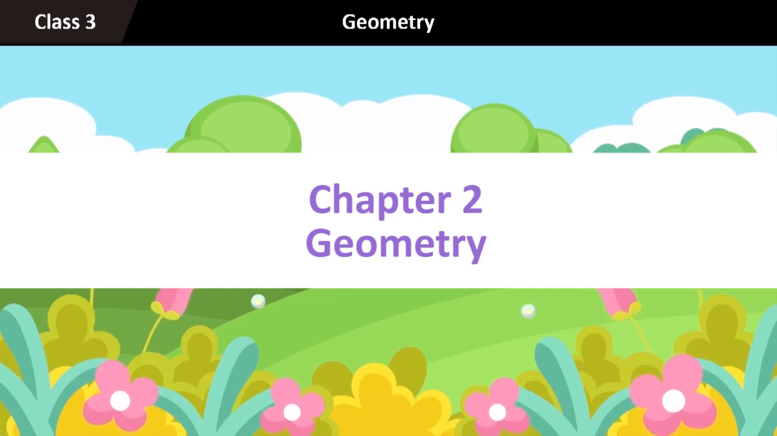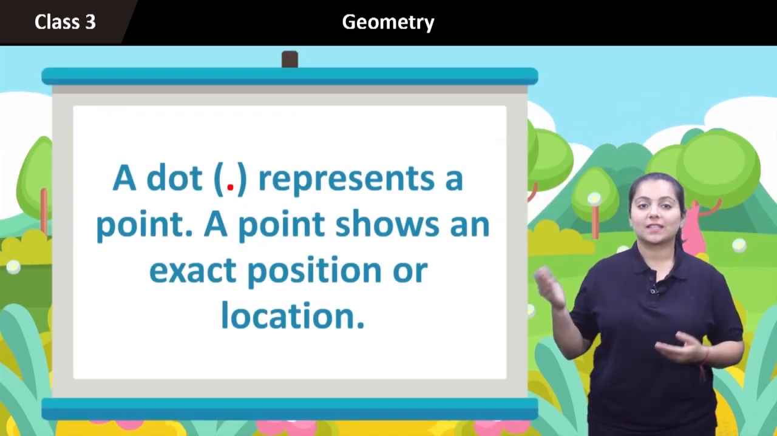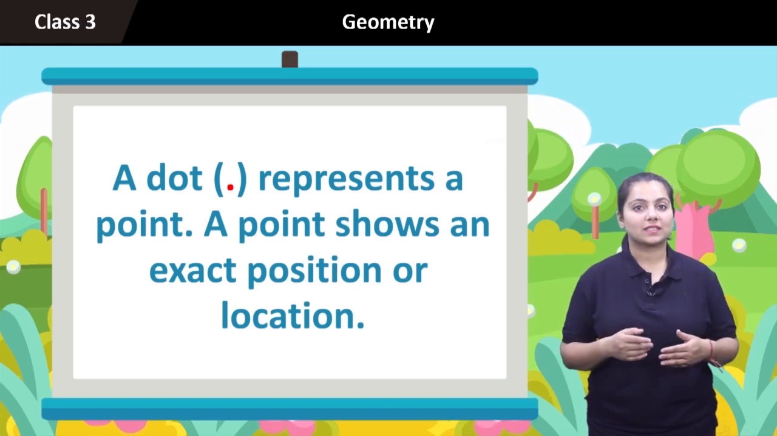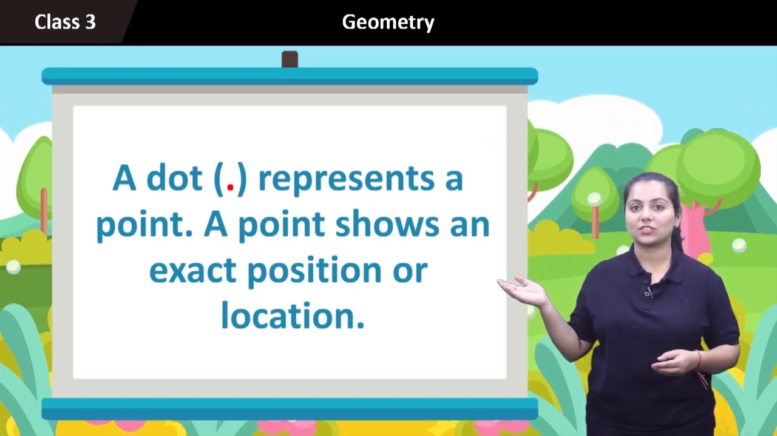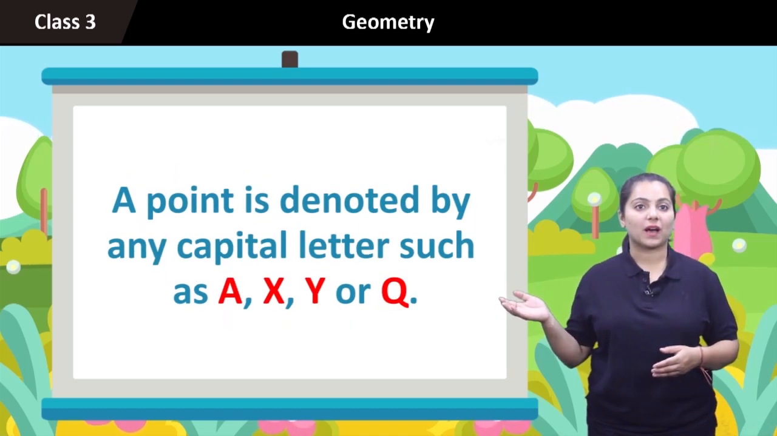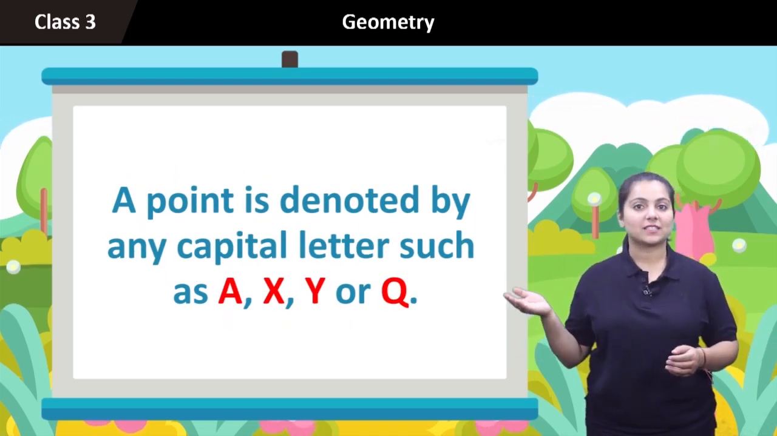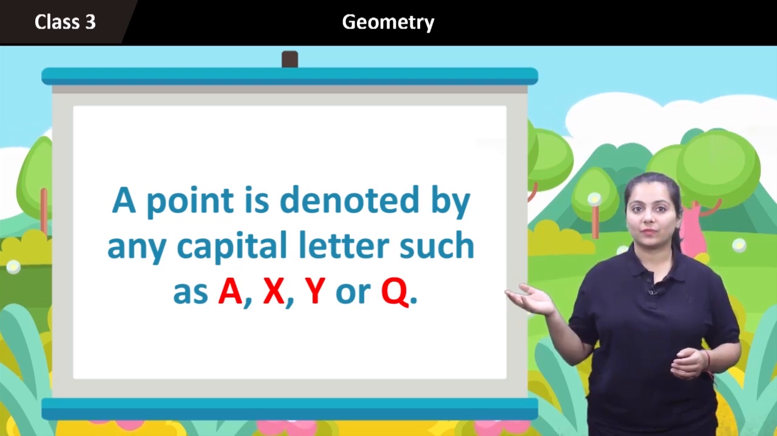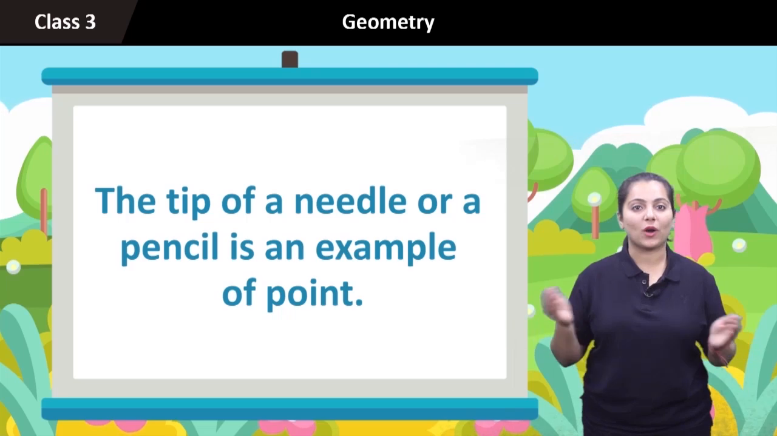Chapter 2. Geometry. Point. A dot represents a point. A point shows an exact position or location. A point is denoted by any capital letter such as A, X, Y or Q. The tip of a needle or a pencil is an example of a point.